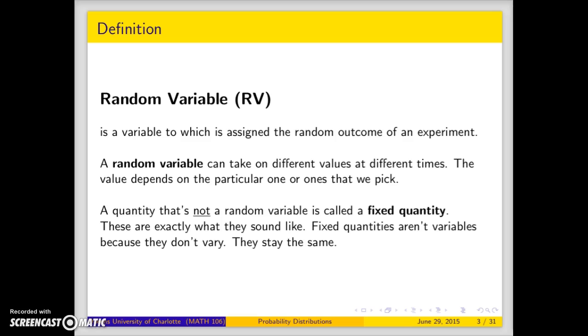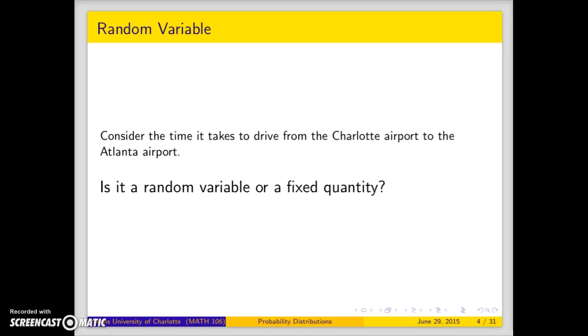To start, we will discuss what a random variable is. It's just like how it sounds. It's a variable to which is assigned the random outcome of an experiment. It can take on different values at different times. If you randomly select a different one, you will get a different value. If it's not a random variable, it's called a fixed quantity, which does not vary. So that's the difference.